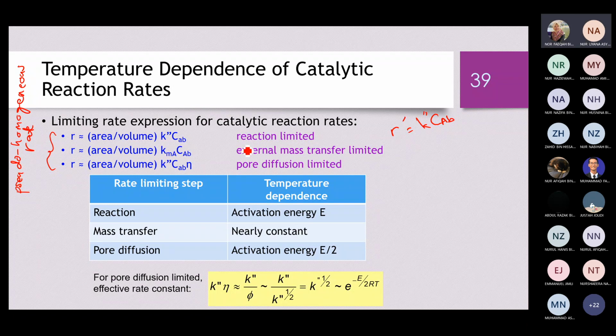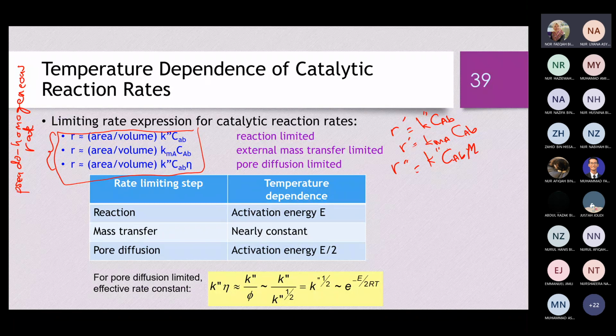And then for external mass transfer, it is the same: r equals r prime, k_m a, C_AB. So this is the catalytic rate reaction. But when we transform it into the pseudo-homogeneous rate, we get it in this form. What is the pseudo-homogeneous rate? After this, I will explain the pseudo-homogeneous rate. Pore diffusion limited equals k prime C_AB multiplied by the effectiveness factor.